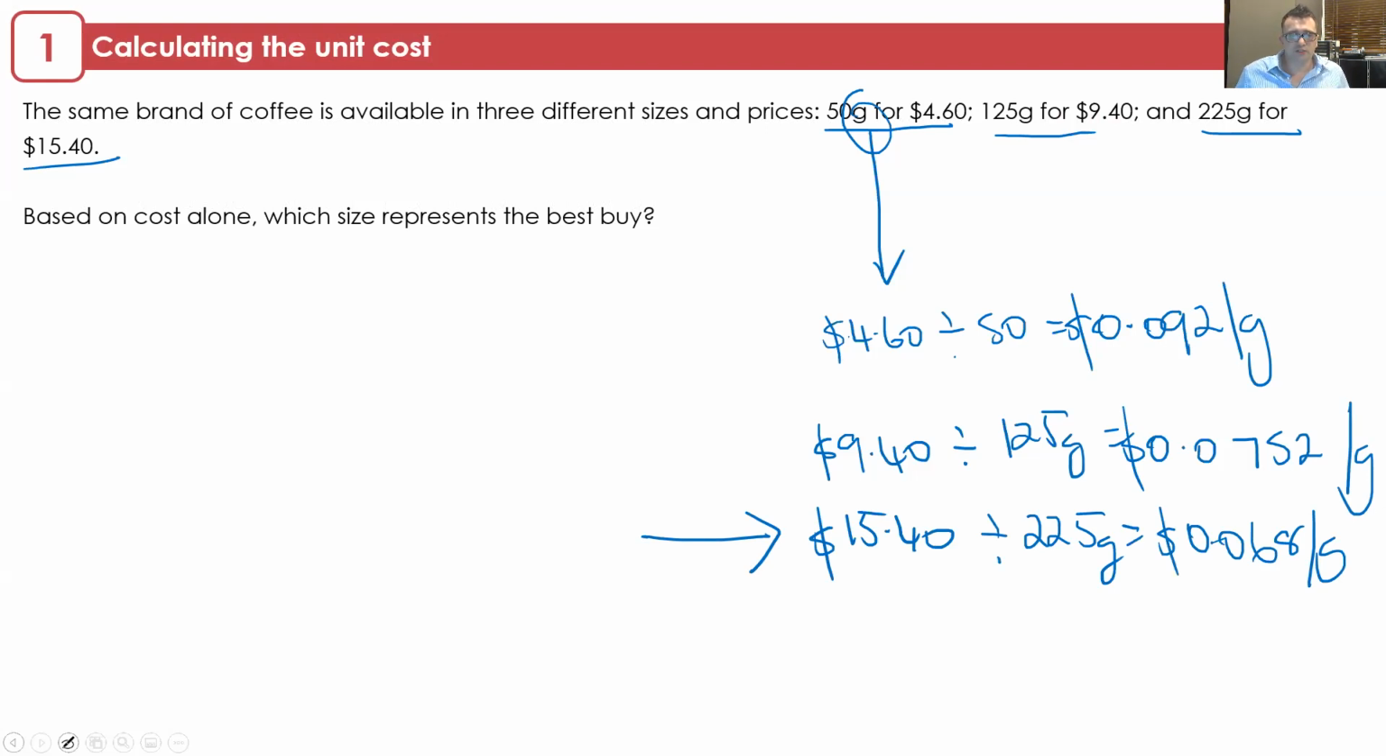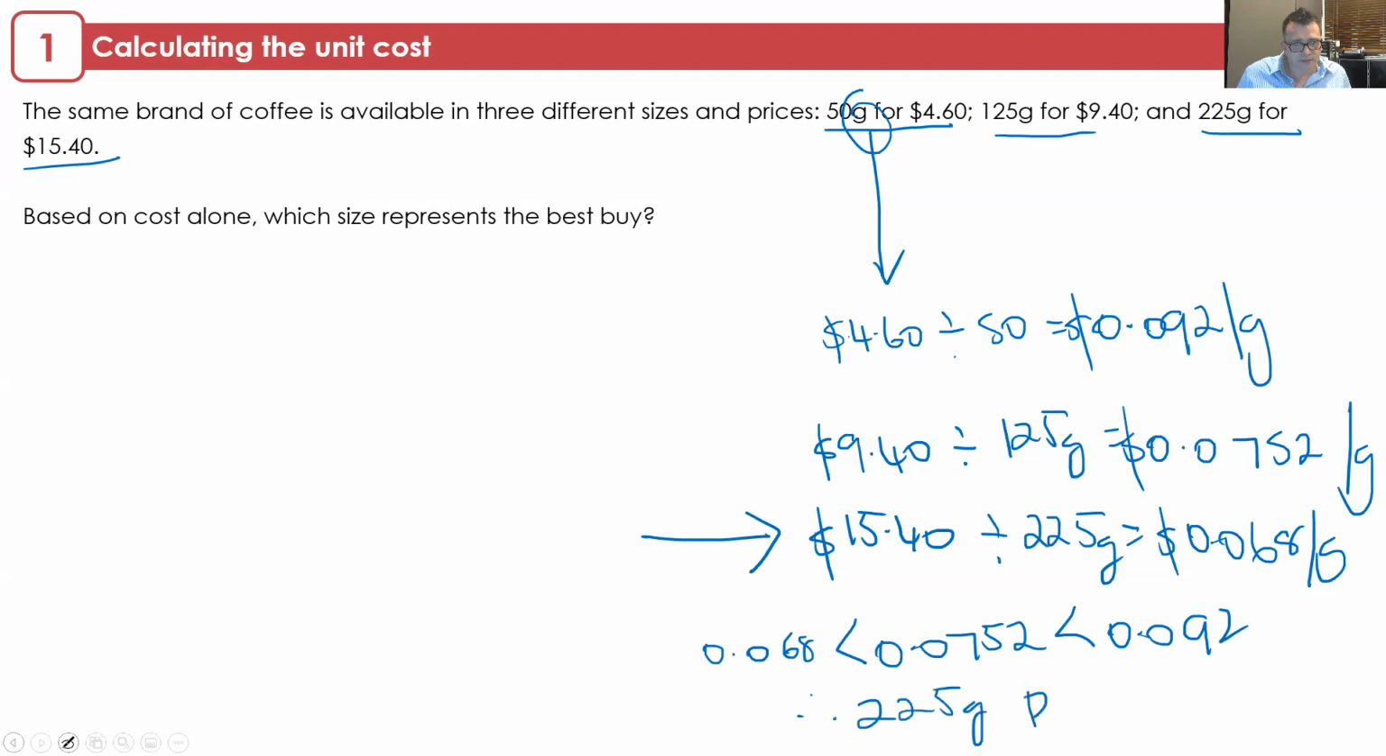Now, realistically, we should actually make the mathematical statement and say 0.068 is less than 0.0752, which is less than 0.092. Therefore, the 225 gram pack is the cheapest unit price.